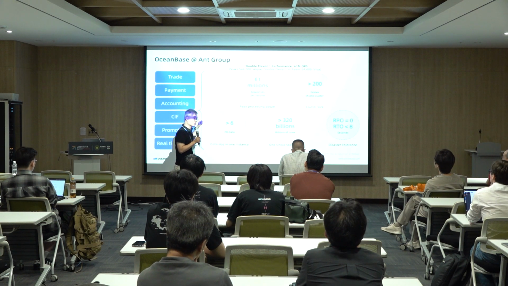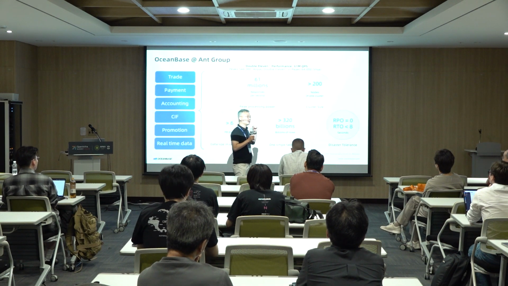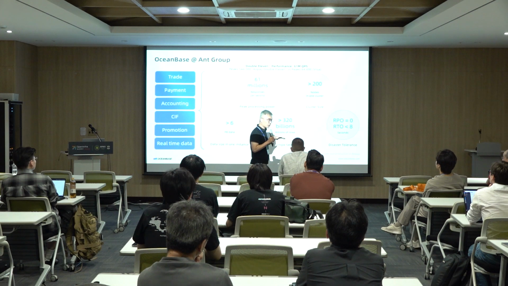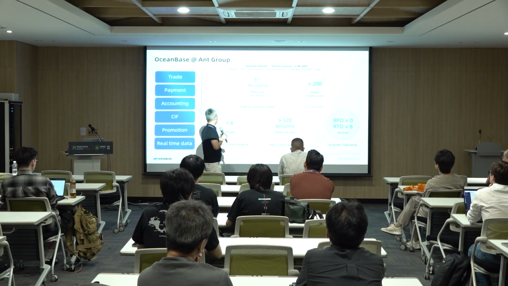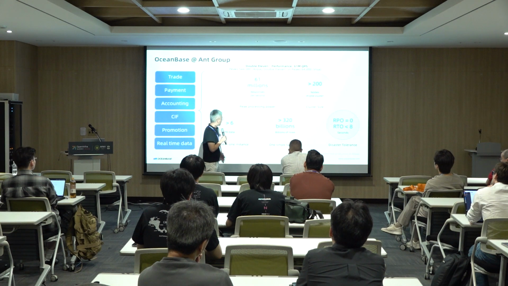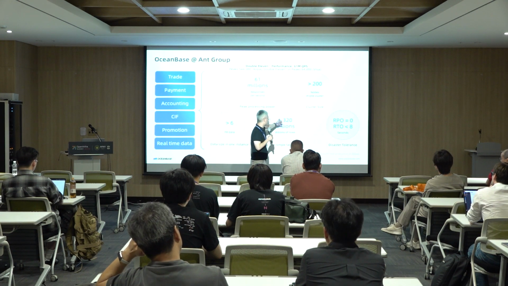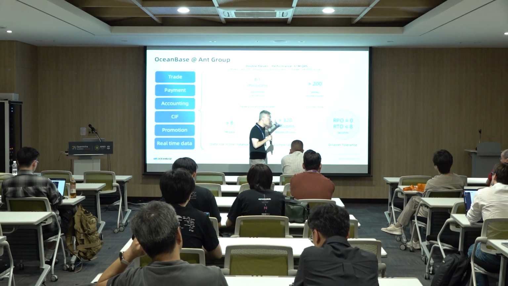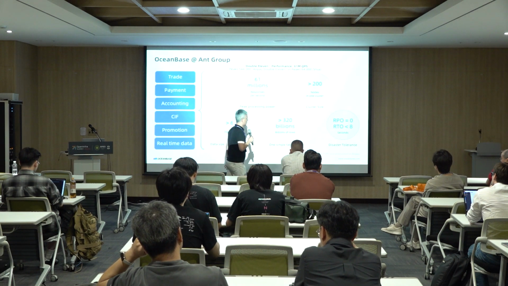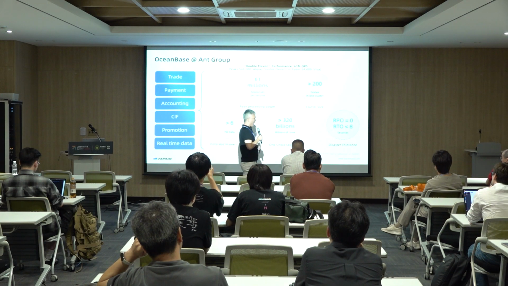In fact, this is just 2019. The latest data is even higher. And the biggest database is more than 6 petabytes. The biggest table is more than 320 billion rows. What's more, the RPO is 0 and the RTO is less than 8 seconds.